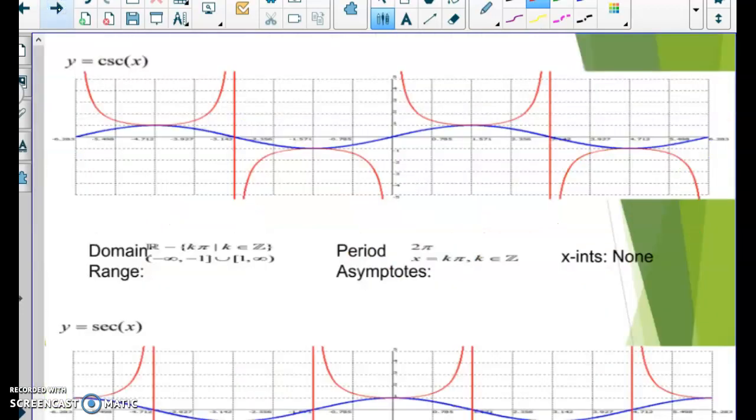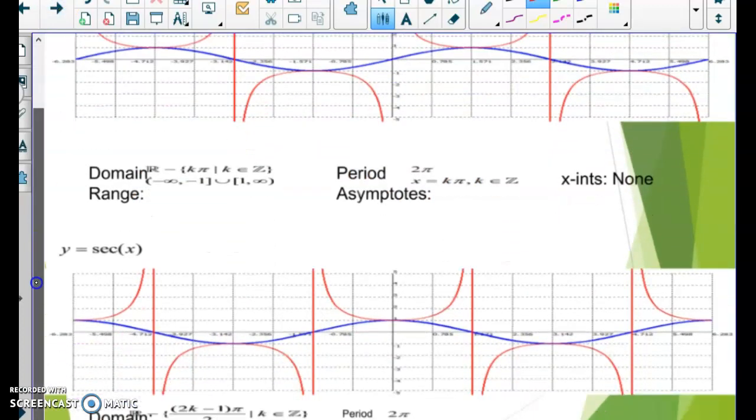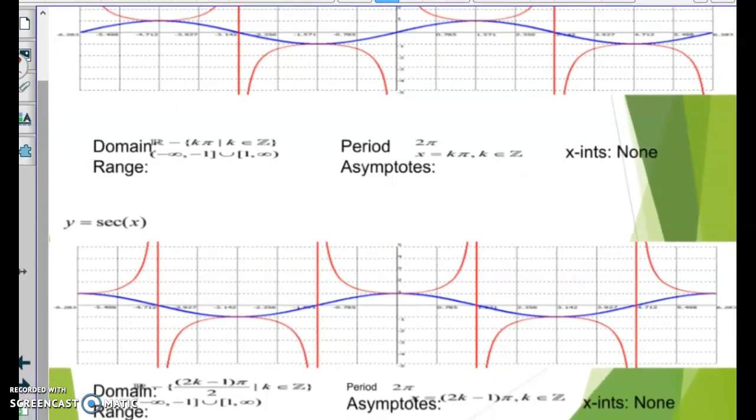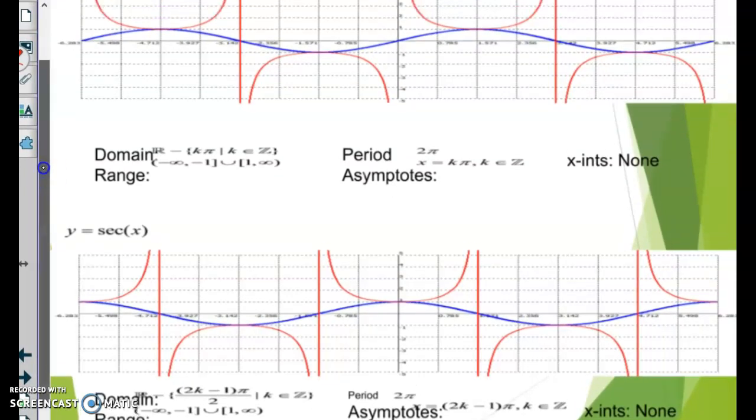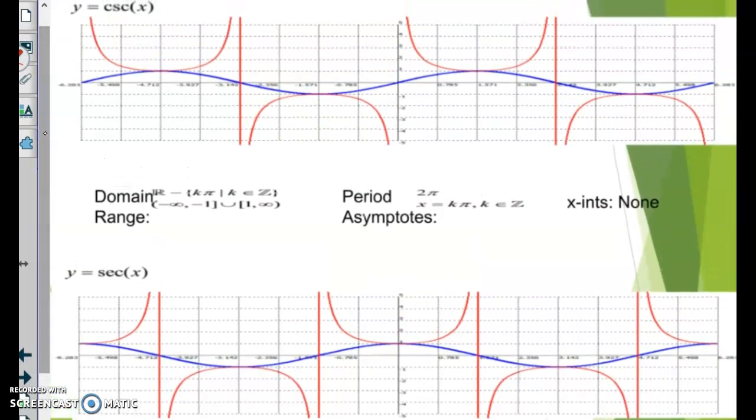All right, hey, look at me. There that is. Let's see if I pull that down a little bit so you can see those. And you can pause and look at those as much as you want. Again, they kind of look like parabolas, but they're not.